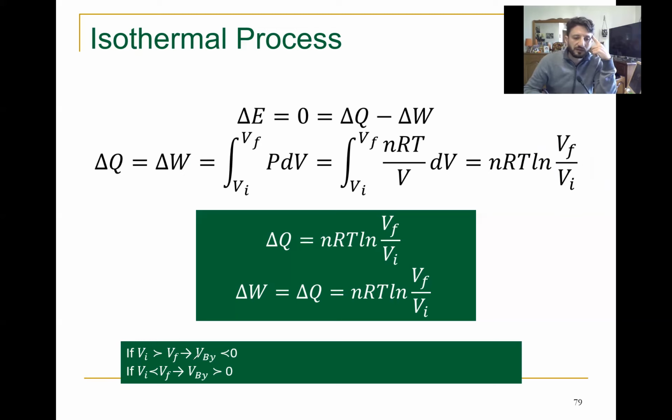So here, we have a mistake here. V initial is greater than V final.